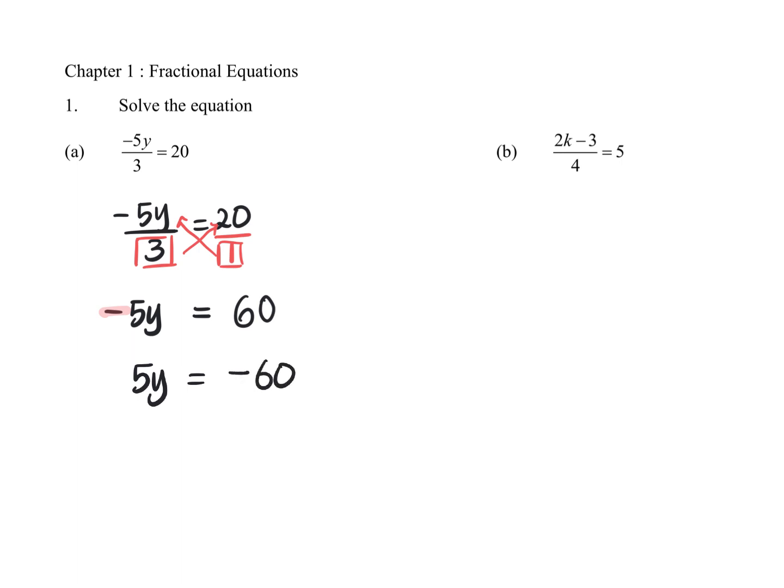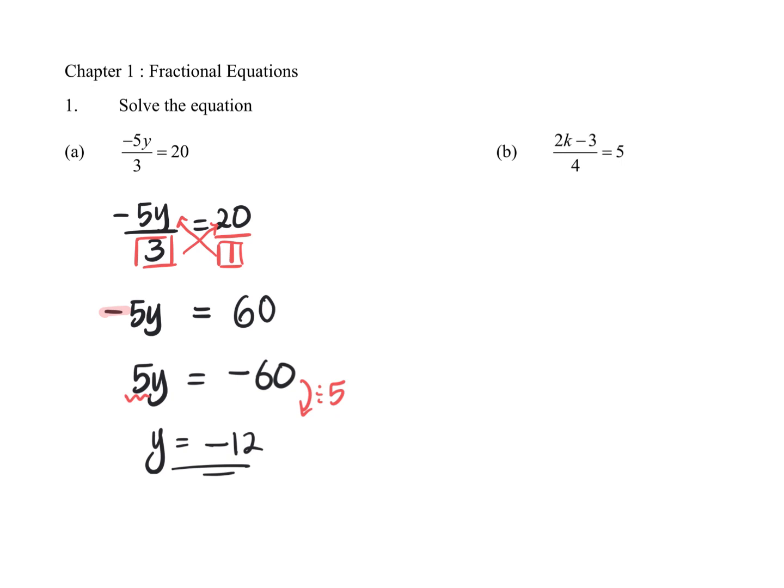Okay, and there are 5 units of y. How much is 1 unit? So in order to get rid of the 5, this is 5 times y, right? So we're going to divide by 5. So negative 60 divided by 5. So y equals to negative 12. Yeah, correct, negative 12. Okay, so this one will be the answer. Next question, let's take a look.